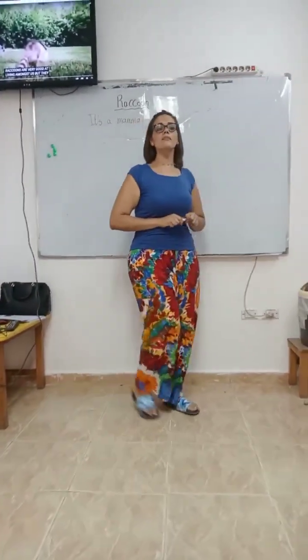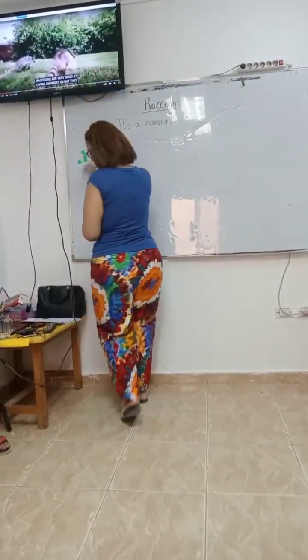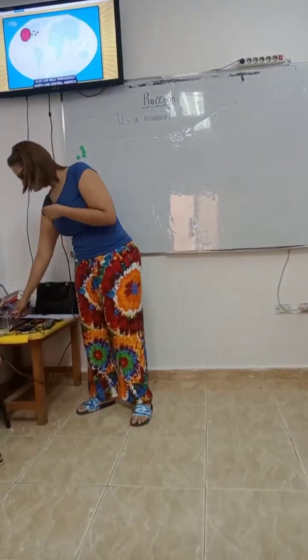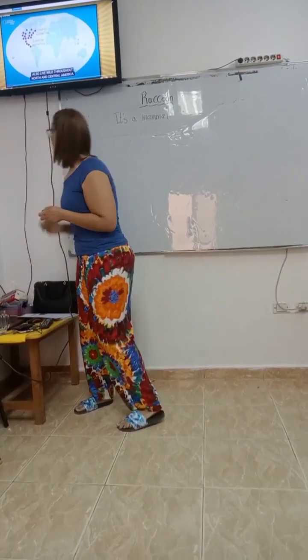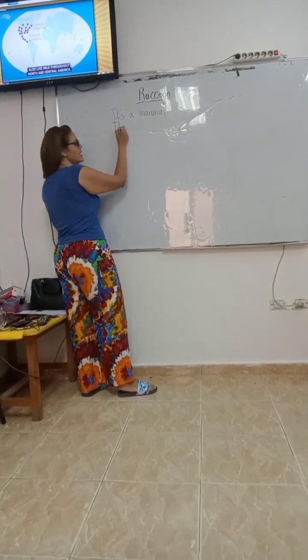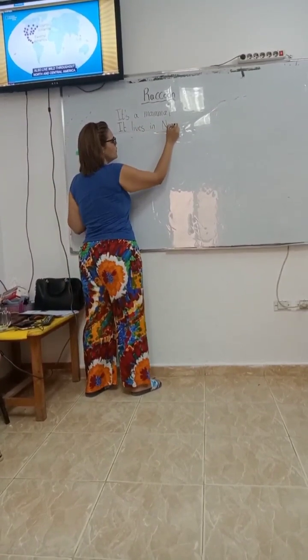So who can tell me where it lives? Can we find it in Egypt? No. The raccoon lives in North America. Where does it live? North America. The raccoon is an animal that lives in North America. Great job. Raccoons are very good at living amongst us, but they also live wild throughout North and Central America. So where does it live? North America. Great job.